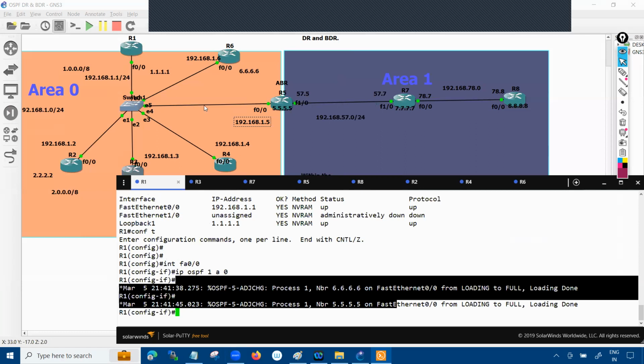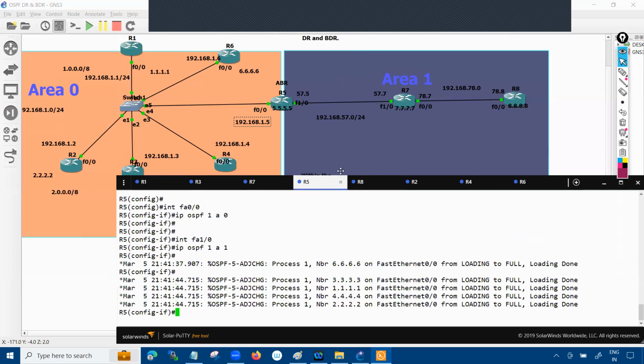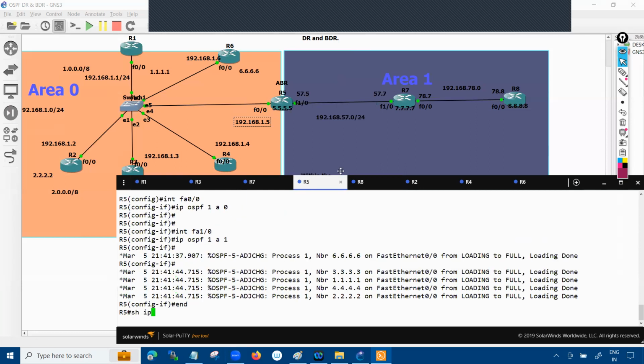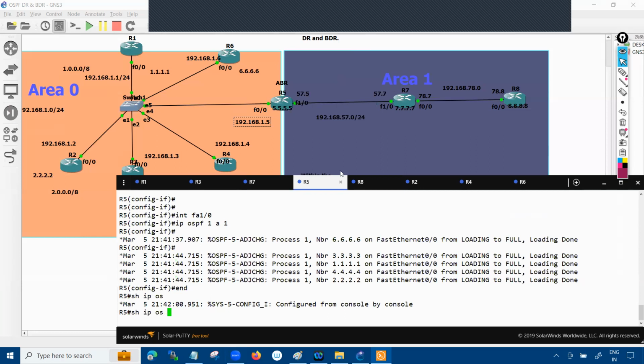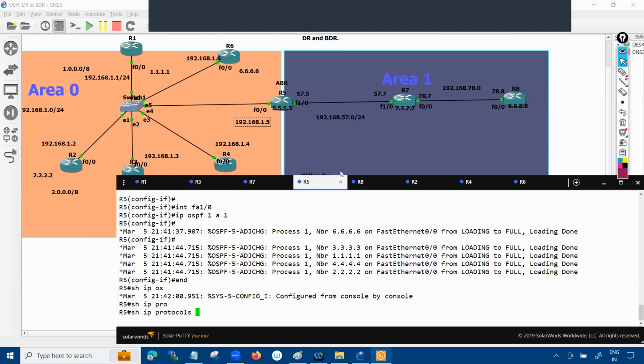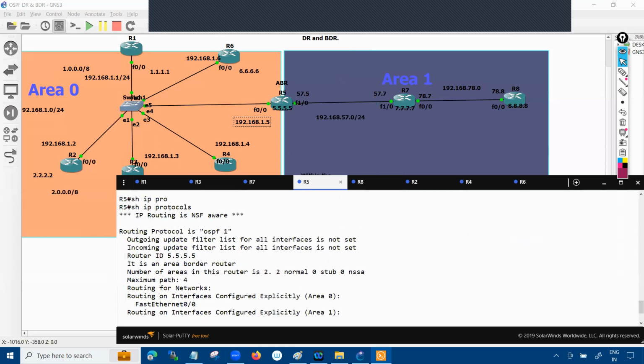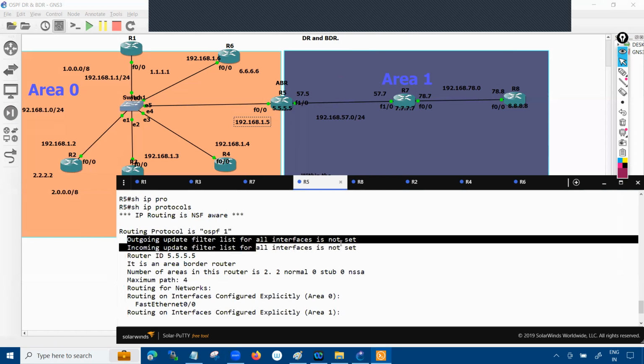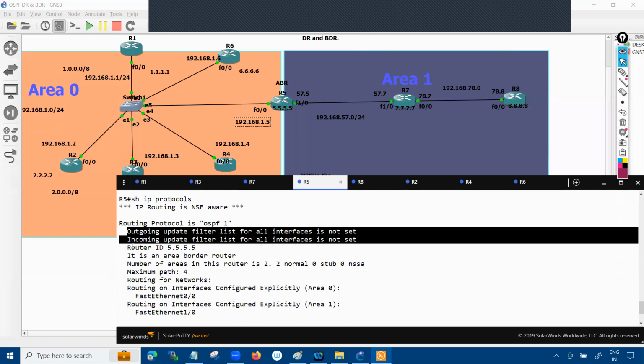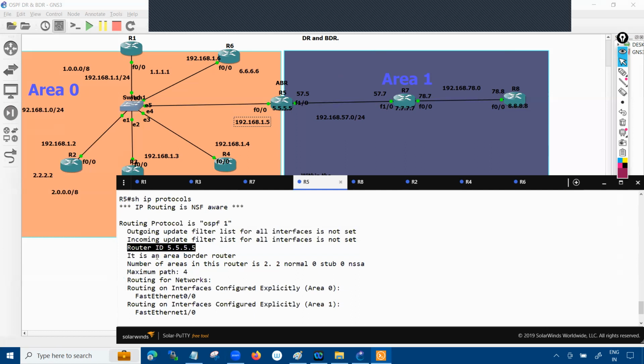And if you see one thing, we have already seen the concept of the router and network LSA. If you go to router 5 right now and put the command show ip protocols, you can see that OSPF process 1 is running. I don't have any filtering over there, that's why it's saying not set. The router ID of router 5 is 5.5.5.5 and it's an ABR router. So router 5 behaves like an ABR router.